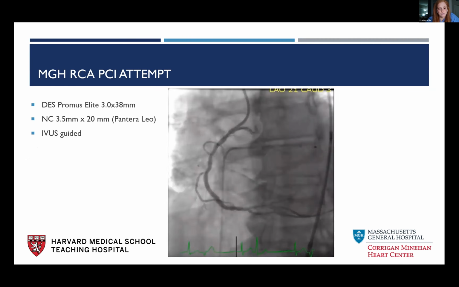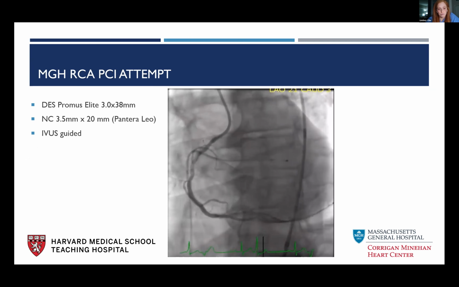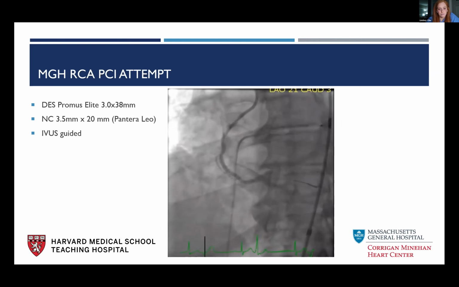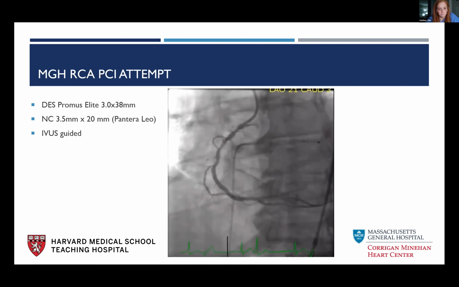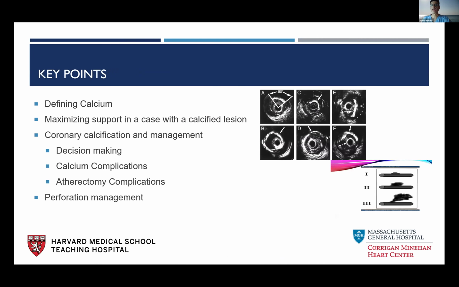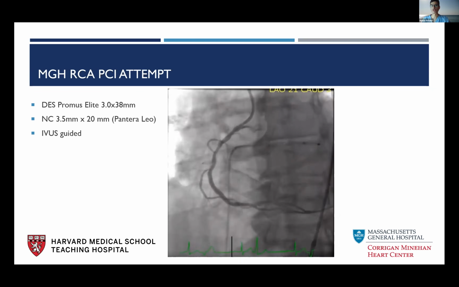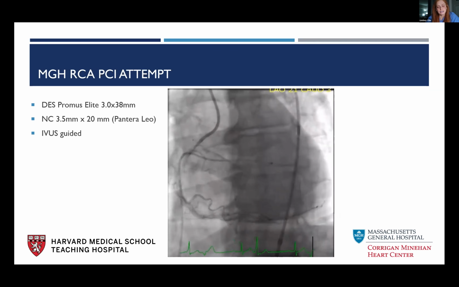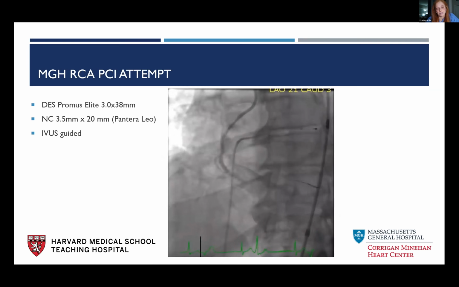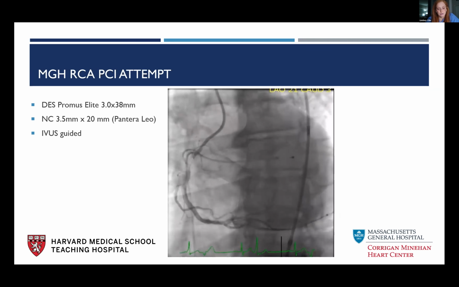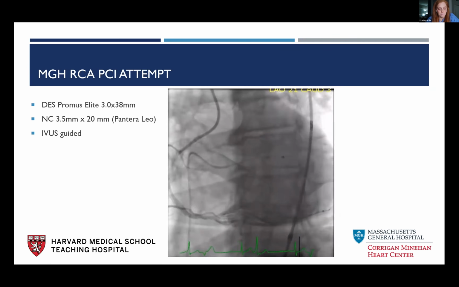He did experience some chest pain during the case, but we were able to successfully deliver a Promus Elite 3.0 by 38, post-dilated to 3.5 with a Leo, IVUS guided, with excellent angiographic results at the end. Perfect. And then I guess you left the circumflex alone since it was mainly inferior and you thought most of it was the right coronary? Correct. And he's actually still having symptoms, so he's coming back and we're going to stage the diag and the circ. We're going to try the diag first, see how he does with the iFR positive diag lesion, and then stage the circumflex if he's still having symptoms after that.